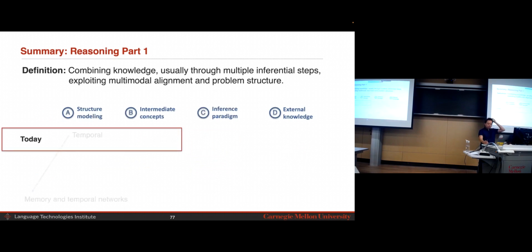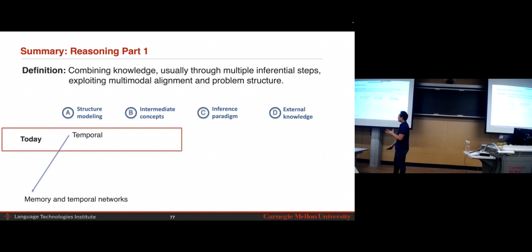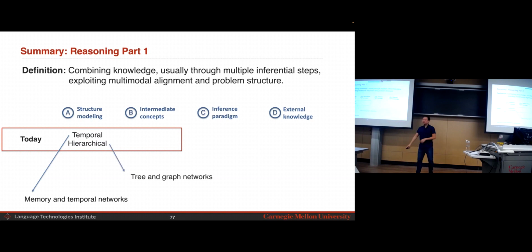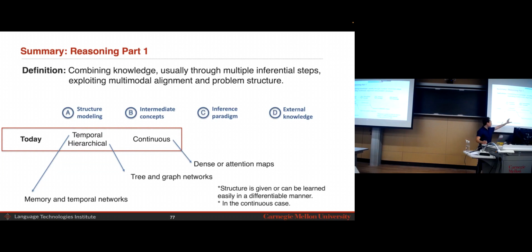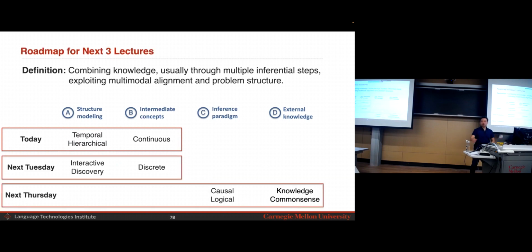Cool. To summarize, today we looked at temporal structure. And we looked at memory and temporal networks to account for temporal structure. For hierarchical structure, we looked at tree and graph networks. And for intermediate concepts, we looked at the continuous case, either dense concepts or based on attention maps. And next, in this case, the structure is either given or is learned in a differentiable manner. It's all continuous. That's all easy. Next Tuesday, we're going to look at interaction and discovery and go into discrete optimization. And next Thursday, we're going to look at causal and logical inference and external knowledge.